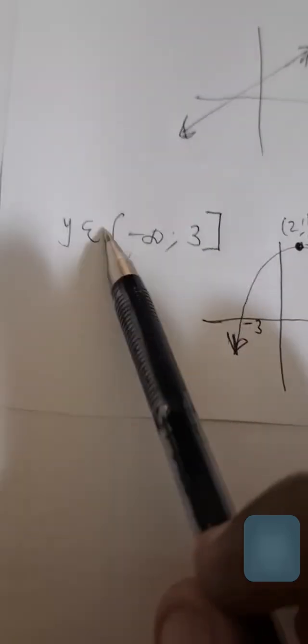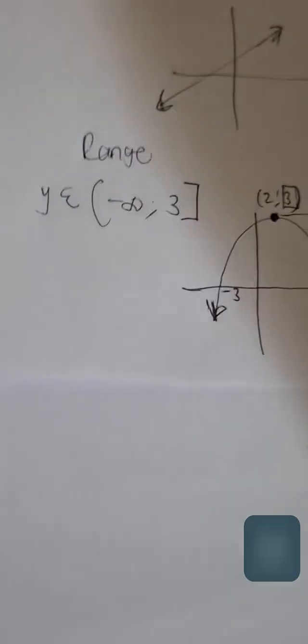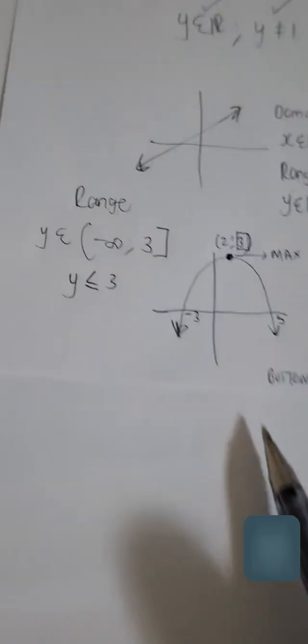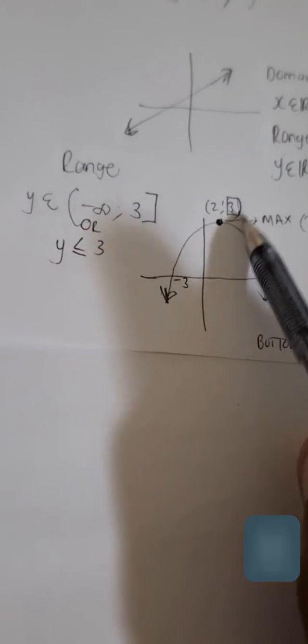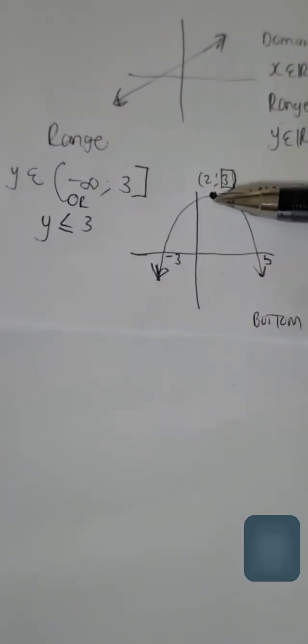So yes, from negative infinity to 3. That would be the range. Now, some people would write it in a different way: y is less than or equal to 3. This would be an alternative way of writing the same answer. Y is less than or equal to 3, because remember 3 is included, but the function exists below the value of 3.